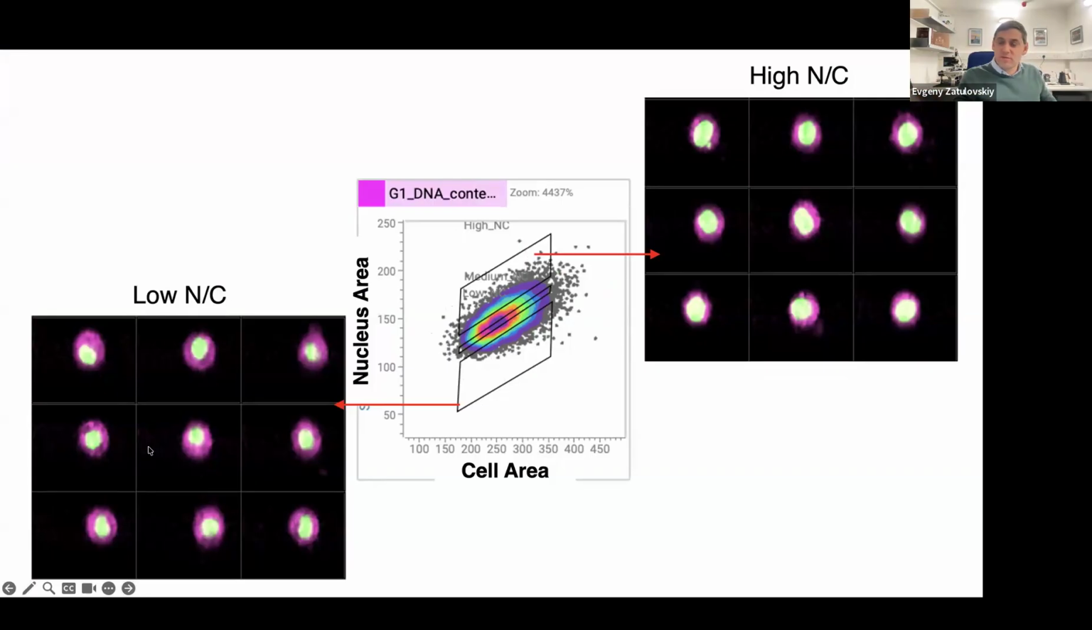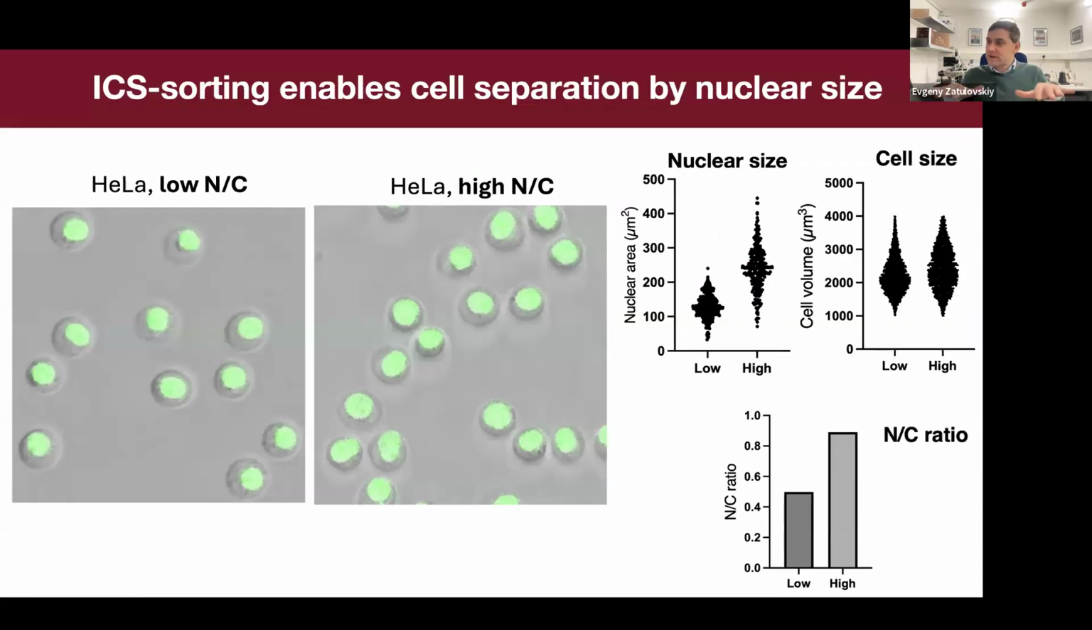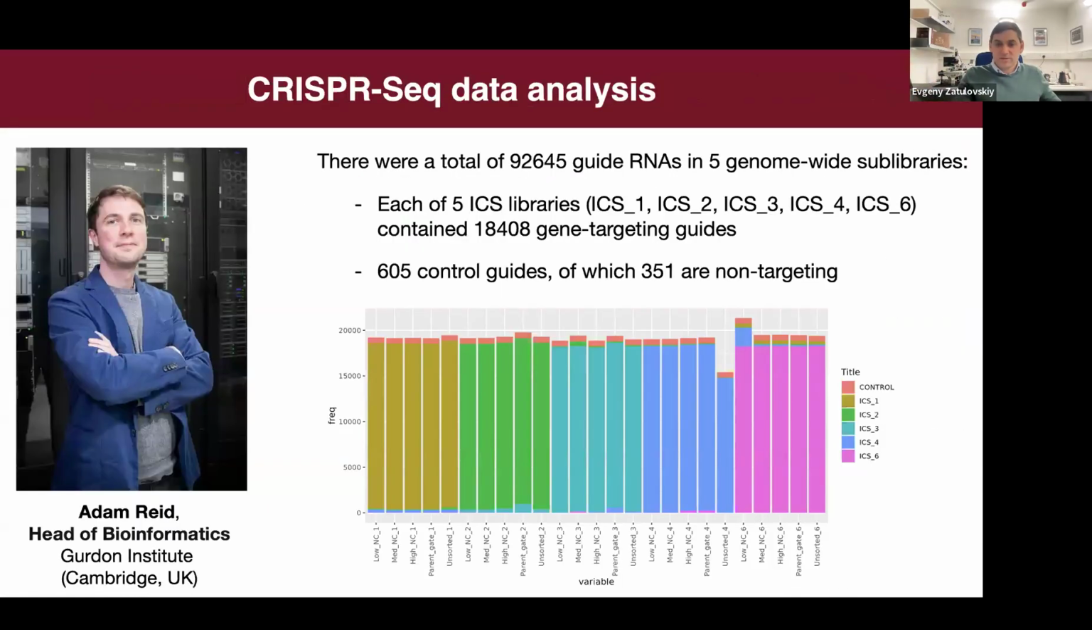And even from these images from the flow cytometer, you can probably see that the nucleus occupies a smaller fraction of the cell in low NC cells and a larger fraction of the cell in the high NC sample. And after sorting, I put those cells under the microscope to make sure that the effect is real. And indeed, you can see that the nucleus occupies most of the cell here in the high NC sample, which is not the case in the low NC sample. And we quantified that, and we did see that indeed we can separate cells with a very clear difference in their NC ratios.